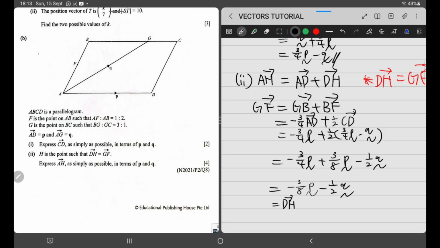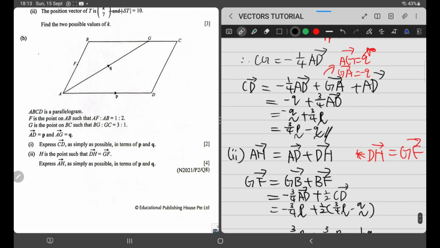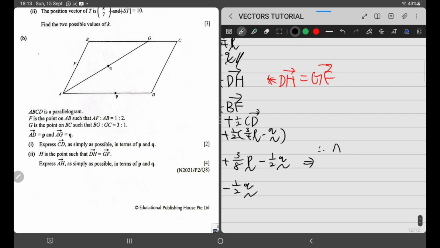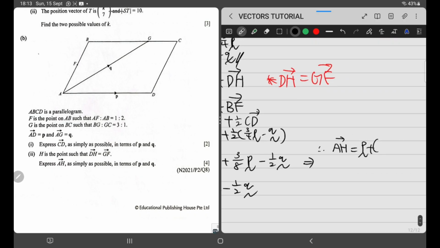Okay, then now we want to find AH. AD is just P. So therefore, your AH is just P plus bracket negative 3 over 8 P minus half Q. So you end up with 5 over 8 P minus half Q. And therefore, that is your answer right there.